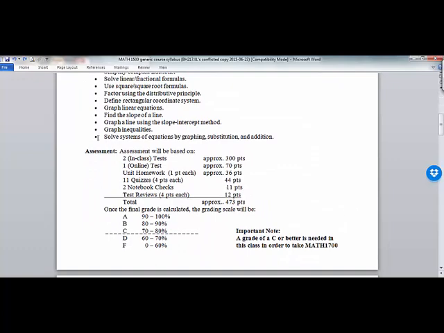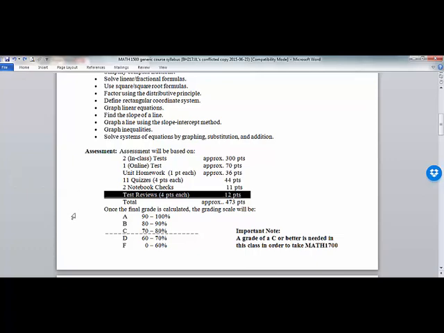Next, what we have is the grading or the assessment. The grading for this course will be based on the following. There will be 2 in-class tests worth approximately 300 points. There will be 1 online test. There's unit homework that's to be done each week, and quizzes each week. There will be 2 notebook checks and test reviews. Each of these will be explained in more detail as we go on, and the points listed here are approximate.